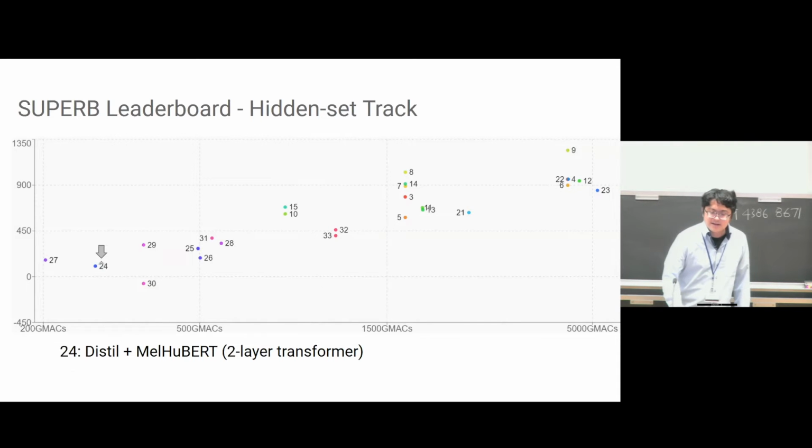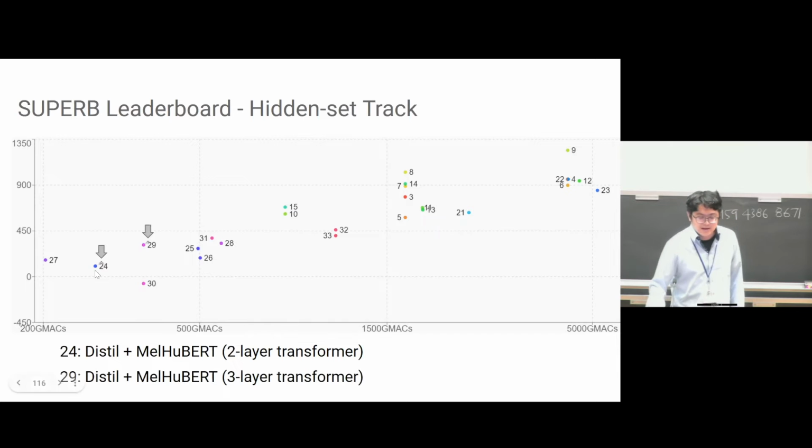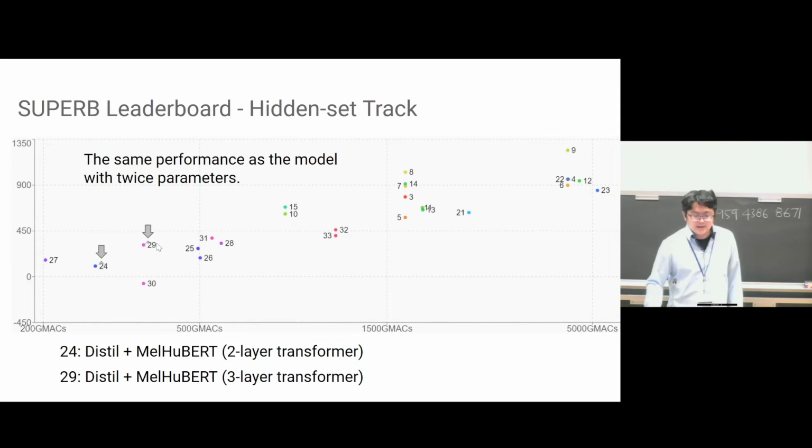So we tried a little bit larger model. We tried a 3-layer transformer, no convolution, taking spectrogram as input. And we get number 29. You can find that this model, although it's not comparable with those large models, has performance comparable with models that have probably twice the number of parameters of DistilHuBERT plus MelHuBERT.